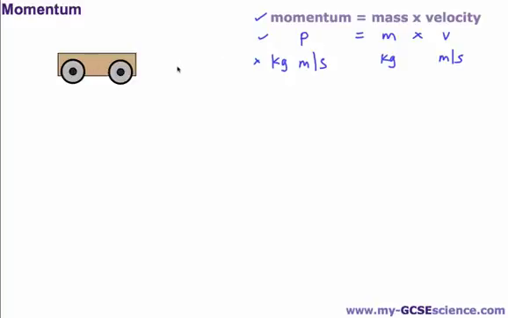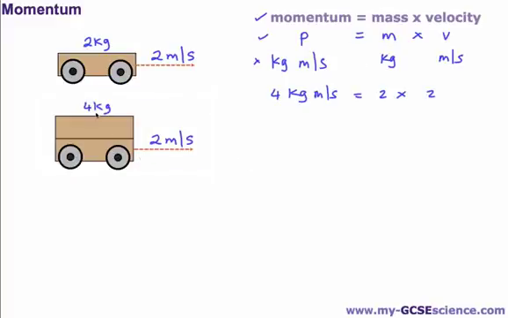So for this trolley here, how do we work out momentum? Very simple, we need the mass and the velocity. I've given an example of 2 for each. So if we were working out the momentum for this object here, it will simply be a case of 2 times 2, and the momentum therefore would be 4 kgm/s.